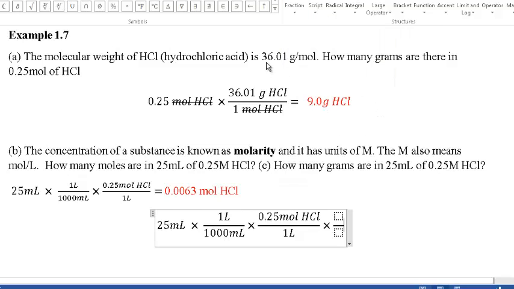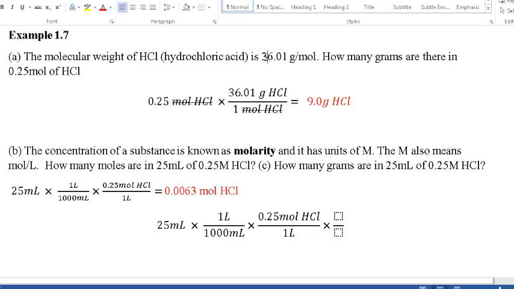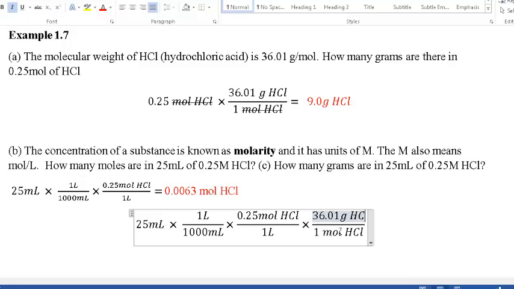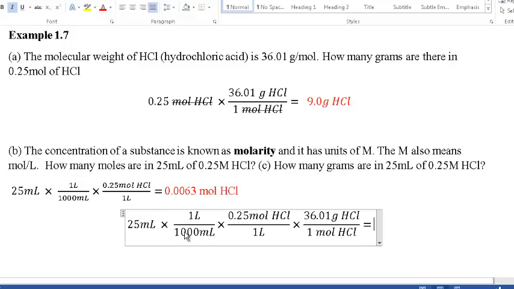Okay, well, look at that part A. What is the conversion factor for hydrochloric acid? Okay, it's right there. So for 1 mole of HCl, we have 36.01 grams of HCl. Let's look at our units here. All right, the mL and mL cancel, the liters and liters cancel, and finally the moles and moles cancel. So now we're left with grams of HCl.